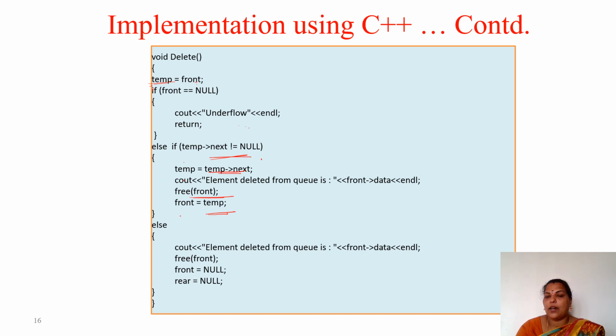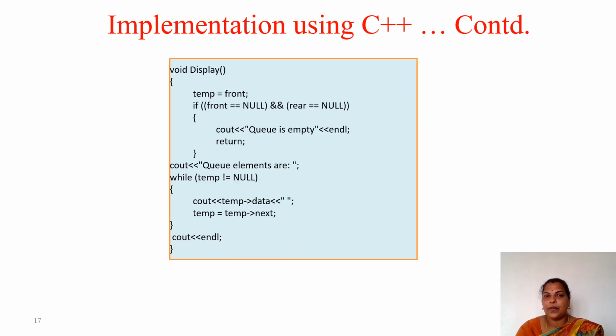Else, the element deleted we are displaying. Then we are just freeing the element, whatever the front element we are deleting. That means this is the one and only element available in the queue. So that element we are going to delete here. So after deletion, what happens? Front equal to null and rear equal to null. So there is no node in the linked list. So all these cases we have to consider in the implementation.